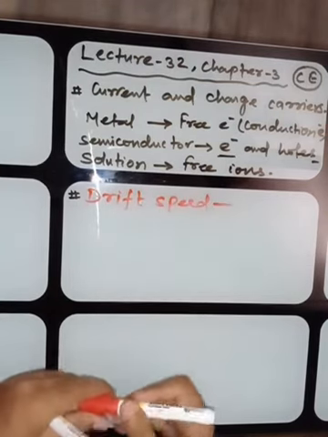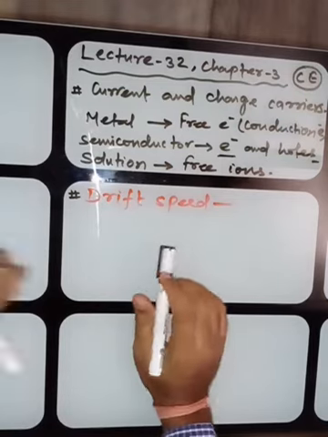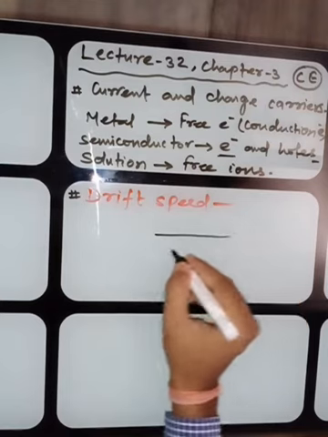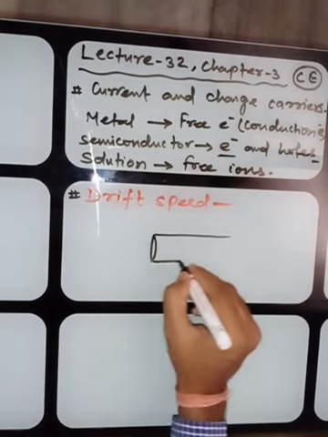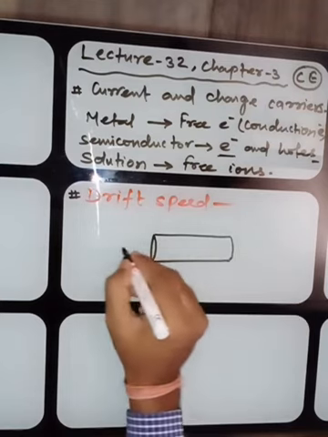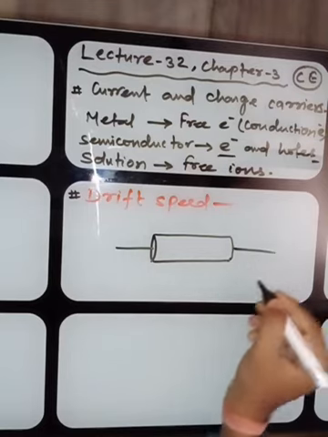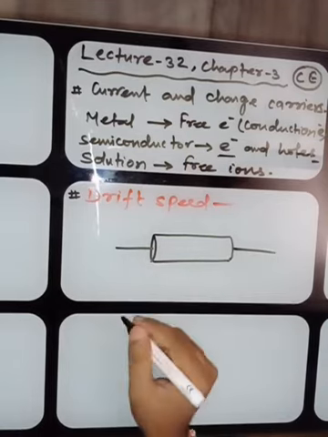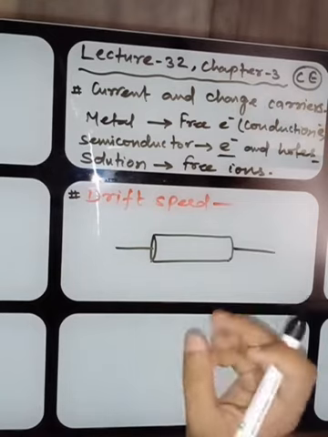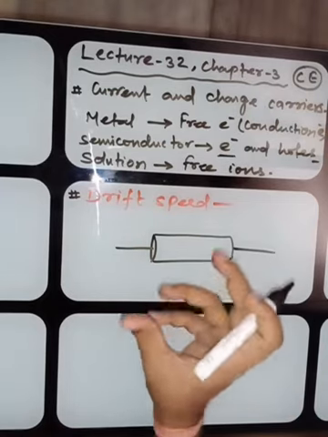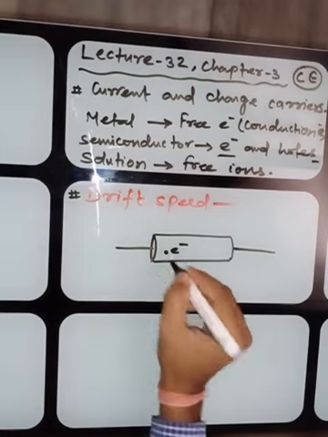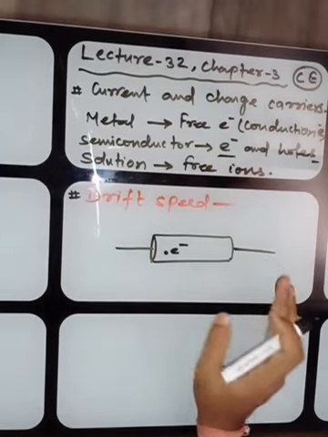Okay, my dear student, drift speed. Suppose this is a sample of conductor through which we are studying the electric current. Now, the drift speed gives you the concept. Suppose there is an electron inside the conductor. There are a number of free electrons, as you know, inside the conductor.